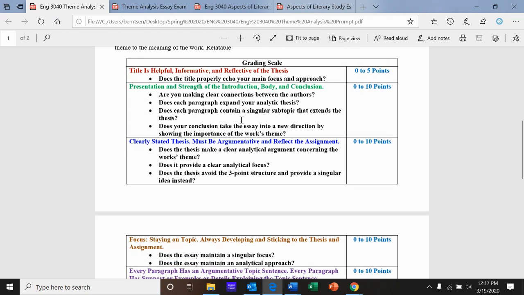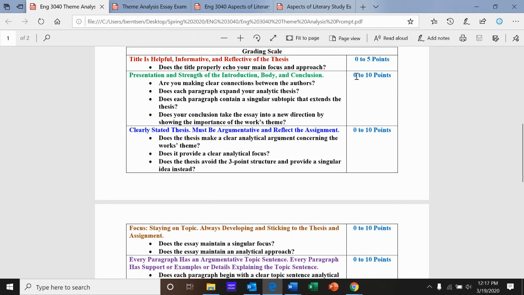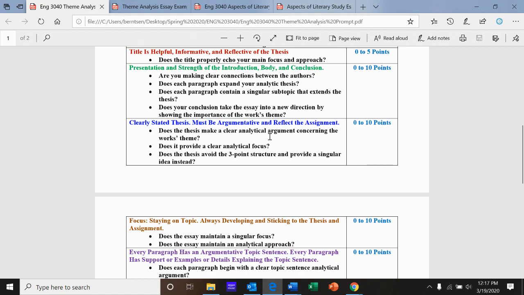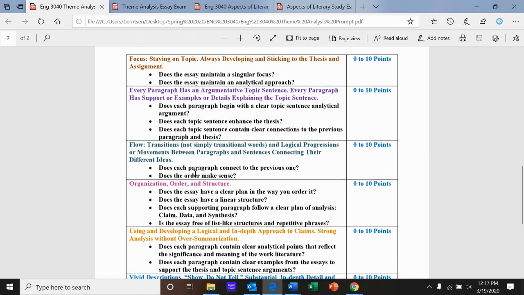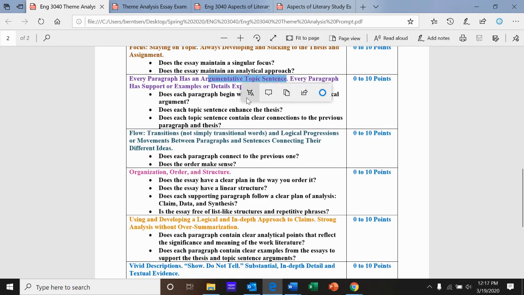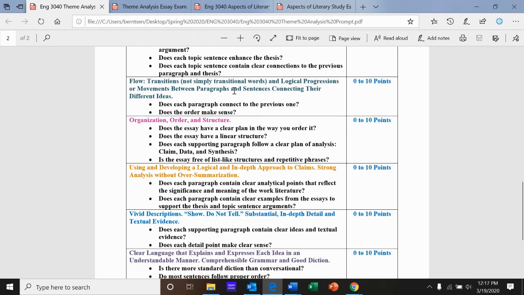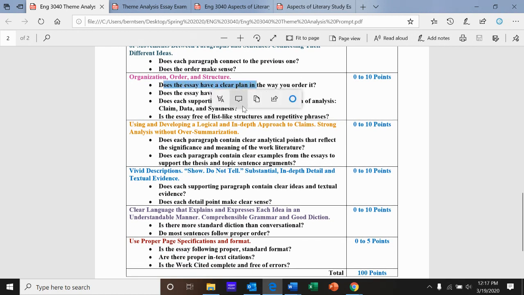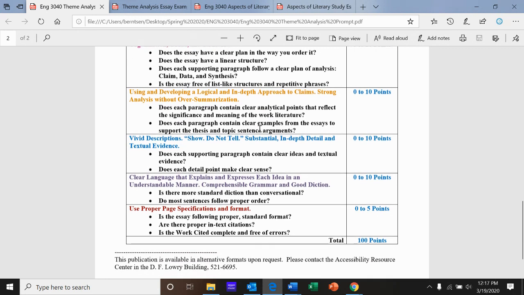So the grading scale is the same. Title 0 to 5. Overall presentation 0 to 5. Clear thesis, of course, I'm looking for. Clear focus, again, singular topic, singular thesis. Argumentative topic sentences. I don't remember this being an issue in your synthesis essays, but just make sure that every sentence that begins a paragraph is, again, argumentative. Flow, make sure you connect paragraphs, make sure your order makes sense, make sure, again, there's a clear plan and so forth, there's a linear structure, you follow that Toulmin model and so forth.